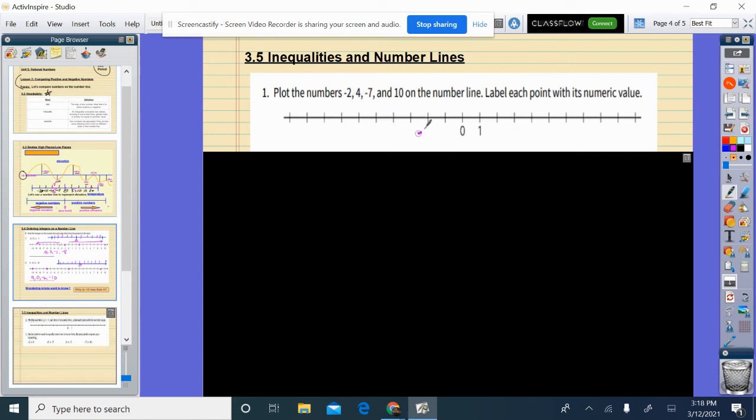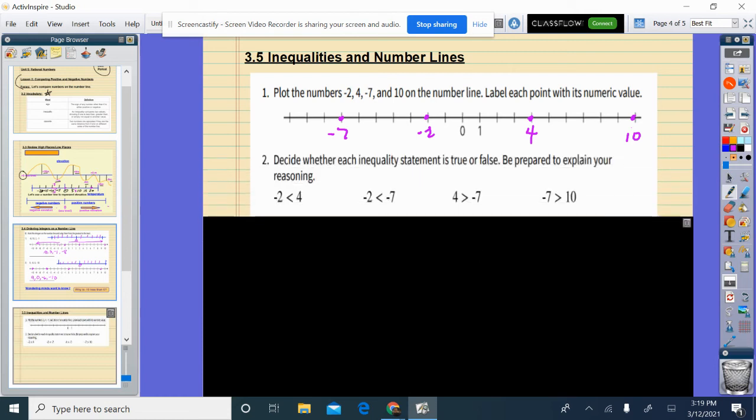-2, that would be right here. 4, there's 1, 2, 3, 4. -7, well, this is -2, -3, -4, -5, -6, -7, right there. And 10: 4, 5, 6, 7, 8, 9, 10. There we go. They've been plotted.